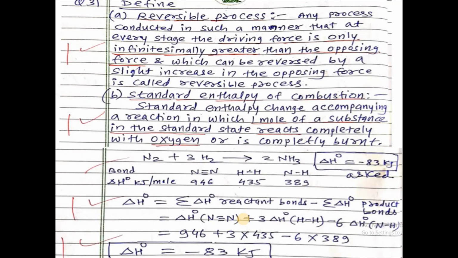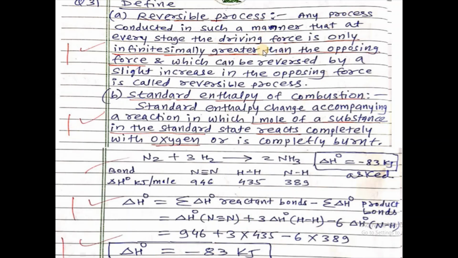And the last question is define a reversible process, standard enthalpy of combustion, and calculate the enthalpy change for the reaction N2 plus 3H2 gives 2NH3, where the bond enthalpies are given for the N≡N bond, H-H bond and N-H bond. These are the given.